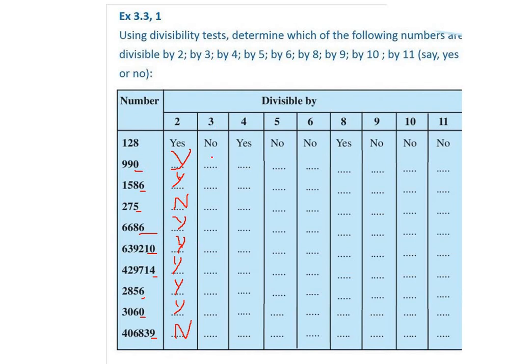Now let's check out the test of divisibility by 3. For this we need to add the digits of the given numbers. As the first one is done for you, let's check: 1 plus 2 is 3, and 3 plus 8 gives 11. If 11 is not divisible by 3, then the whole 128 is not divisible by 3. As we can see, 11 does not come as a multiple of 3. So we can say that 128 is also not divisible by 3.